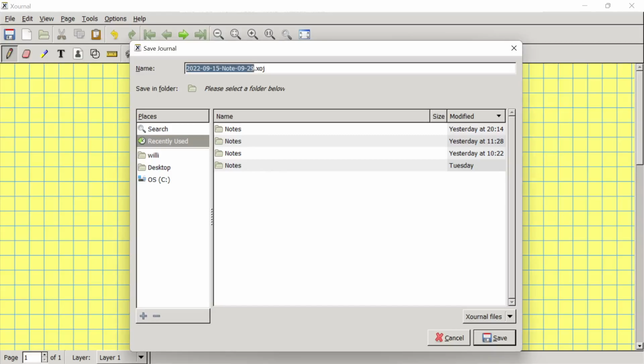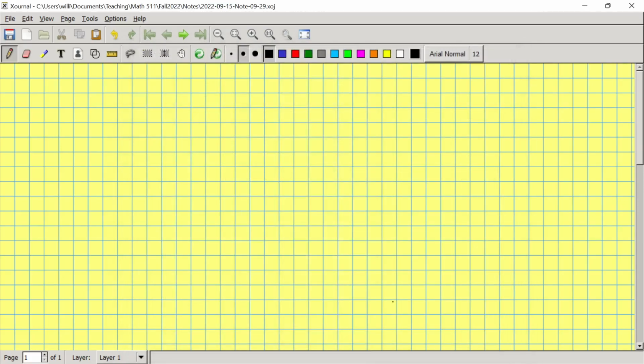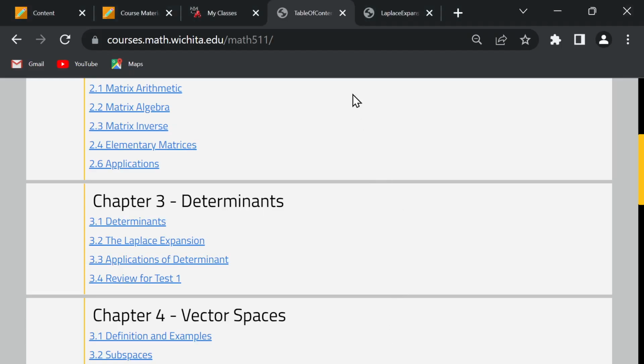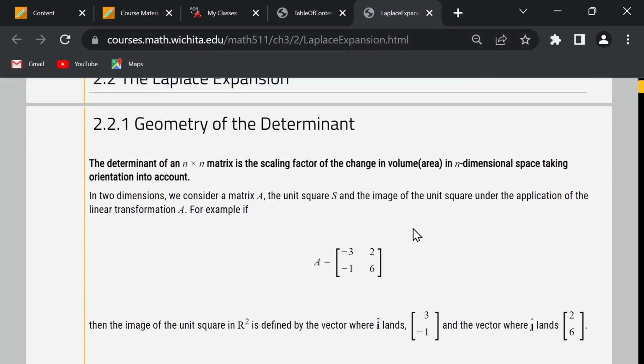Any questions before we get going? All right, so we're going to calculate some determinants. This finally came to us. Okay.